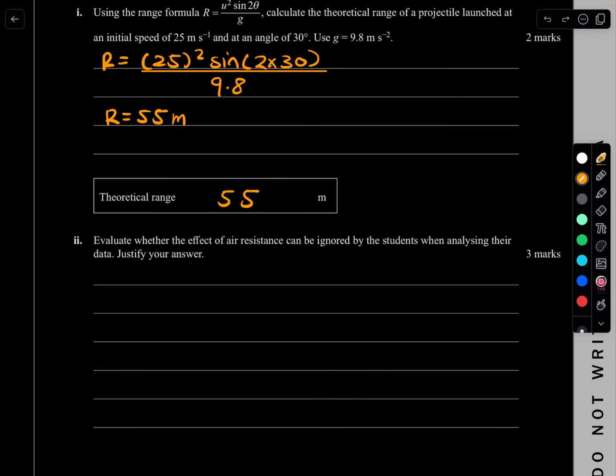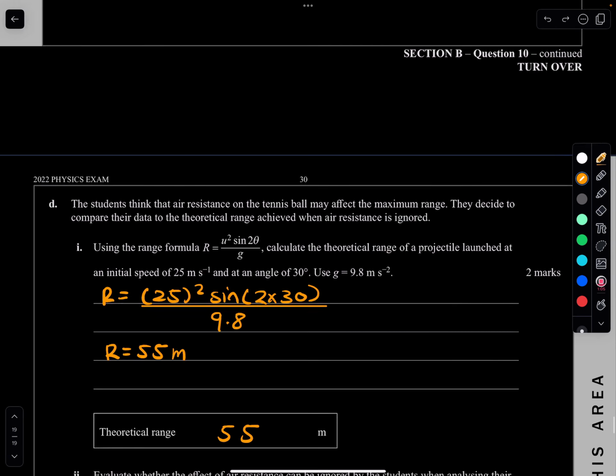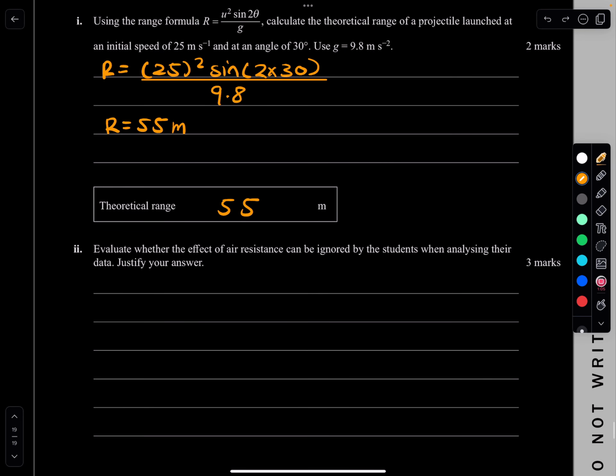That's a big difference because we cannot ignore air resistance. We really can't because you got to remember that our uncertainty in the range is plus or negative 1. So we've gone above our uncertainty. We've gone above our maximum uncertainty. We're like 14 meters difference. So you really cannot ignore air resistance in your calculations. That is such a big difference, yeah. So evaluate whether the effect of it can be ignored by the students when analyzing. You cannot ignore it, straight out.